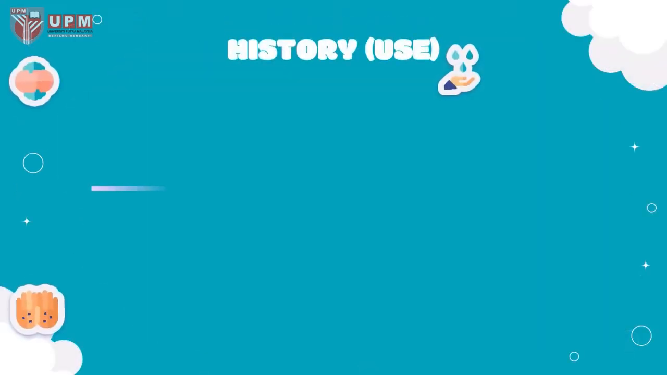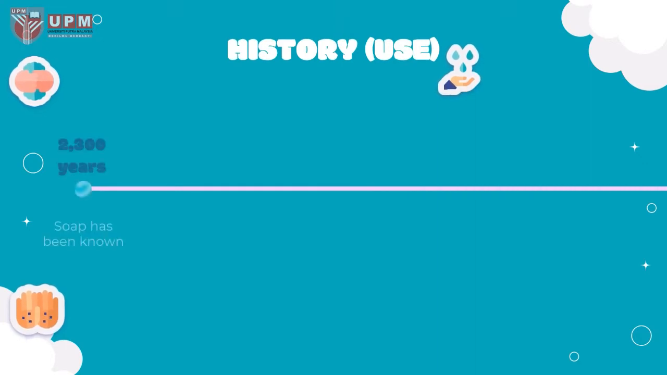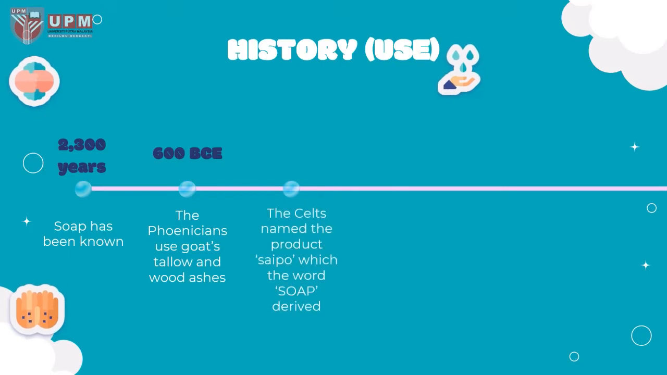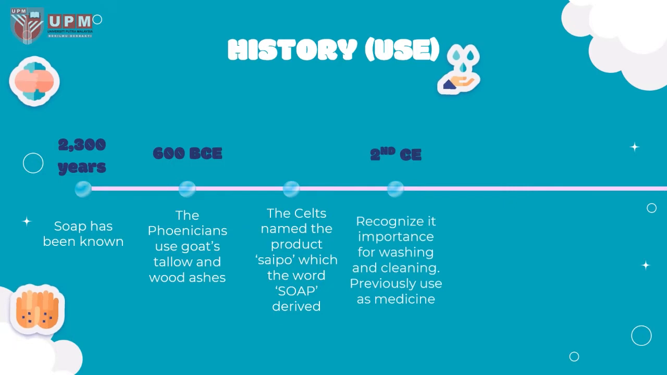History of uses of soap. Soap has been known for at least 2,300 years. In 600 BC, the Phoenicians used goat's tallow and wood ashes to make soap. The word soap derived from the Celts, who named their product sapo. However, in the 2nd century, the importance of soap for washing and cleaning was only then recognized. Previously, it had been used as medicine.